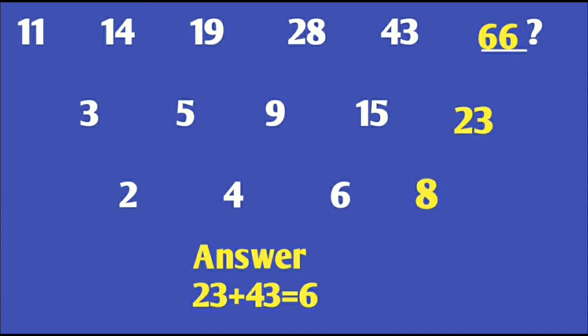So this series is not making any sense, so we have to do a double difference. The difference between 5 and 3 is 2. The difference between 9 and 5 is 4. The difference between 15 and 9 is 6. So this series is making some sense. The even numbers are 2, 4, 6, so the next term will be 8. If you add this 8 with 15, it will give you the difference between the missing number and the previous number 43. So if you add 43 plus 23, it will get you 66. That is the missing number.